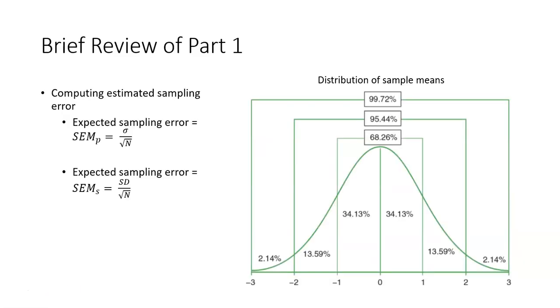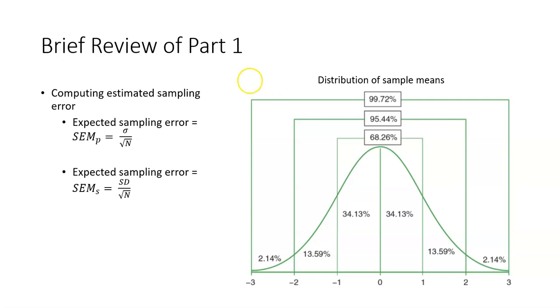As a brief review of what we talked about in part one, you learned about the central limit theorem, and you learned specifically that the central limit theorem tells you specific things about the shape of a distribution of sample means. Now, let's remind ourselves what a distribution of sample means is. A distribution of sample means is really a population of means. It is the distribution of all possible means, i.e. the population of means. It's all possible means you could get of a specific size.